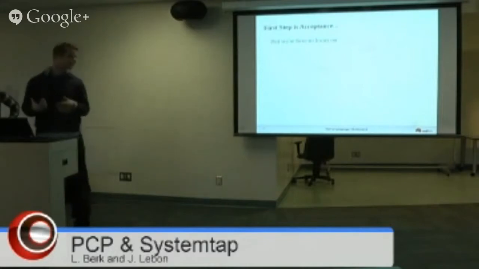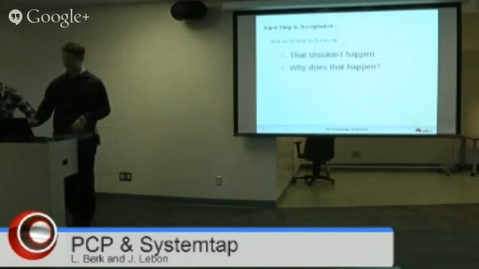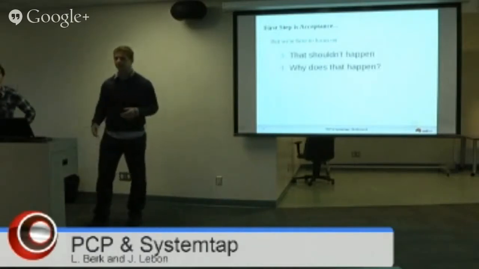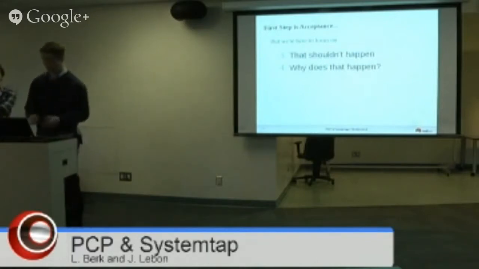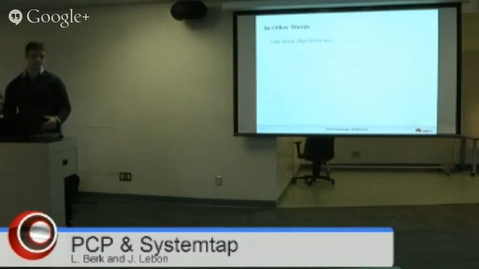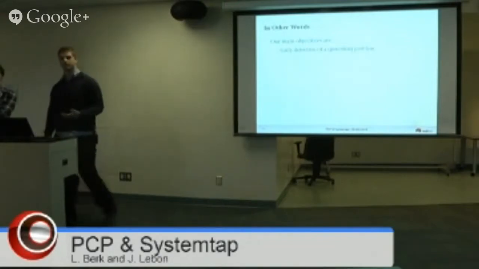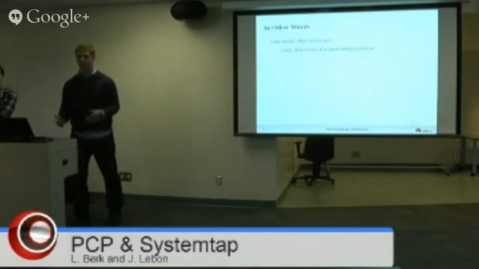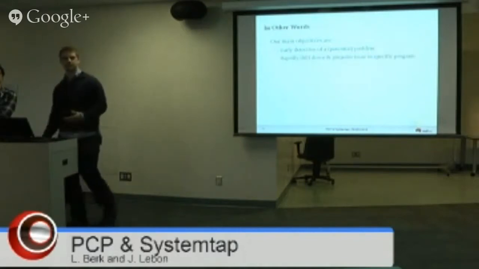The first step is acceptance and admitting you've got a problem, but we're here to focus on steps 3 and 4: that shouldn't happen, and why does that happen? So hopefully we can get to accelerating through fixing it and deploying your fix. In other words, our main objectives are early detection of a potential problem. If we can detect that we may have a problem before it actually happens, that's even better, so we can avoid the problem. And rapidly drilling down to pinpoint the issue.